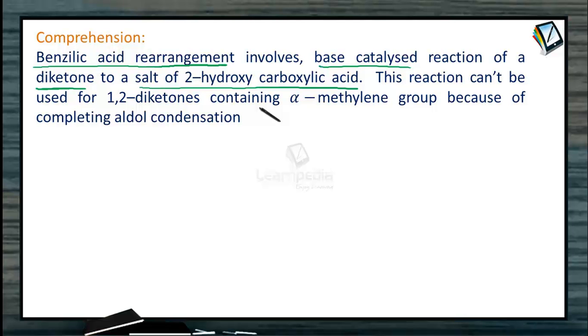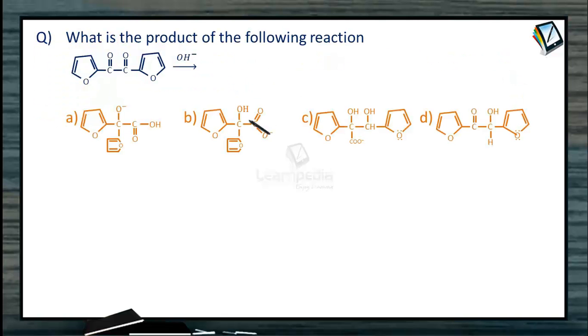This reaction cannot be used for 1,2-diketones containing an alpha methylene group because of competing aldol condensation. So that is the comprehension given. Then what are the questions? Question 1 is, what is the product of the following reaction?